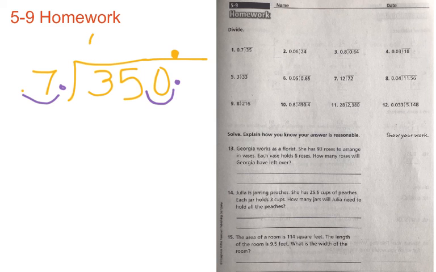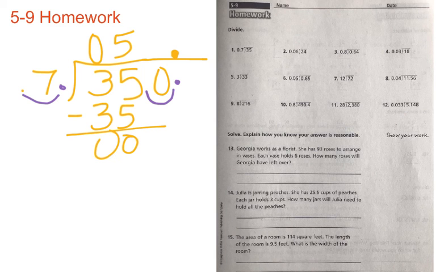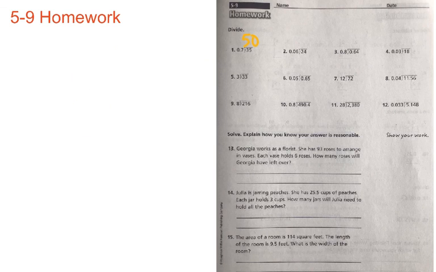Now 7 cannot go into 3 because it is larger. 7 can go into 35 5 times because 7 times 5 is equal to 35. And 35 minus 35 is 0. Go ahead and bring down your 0. 7 can go into 0 0 times. Your answer for number 1 is 50. Practice a couple more together.